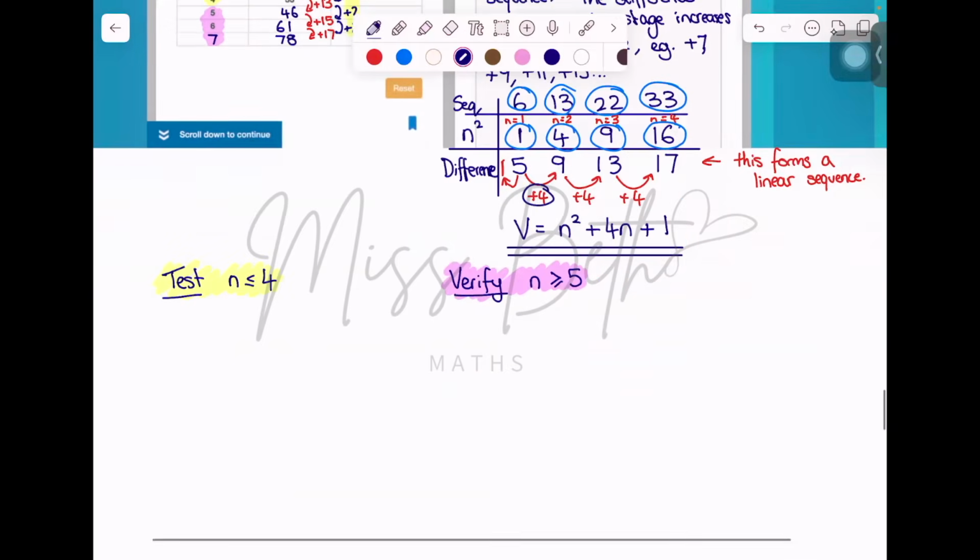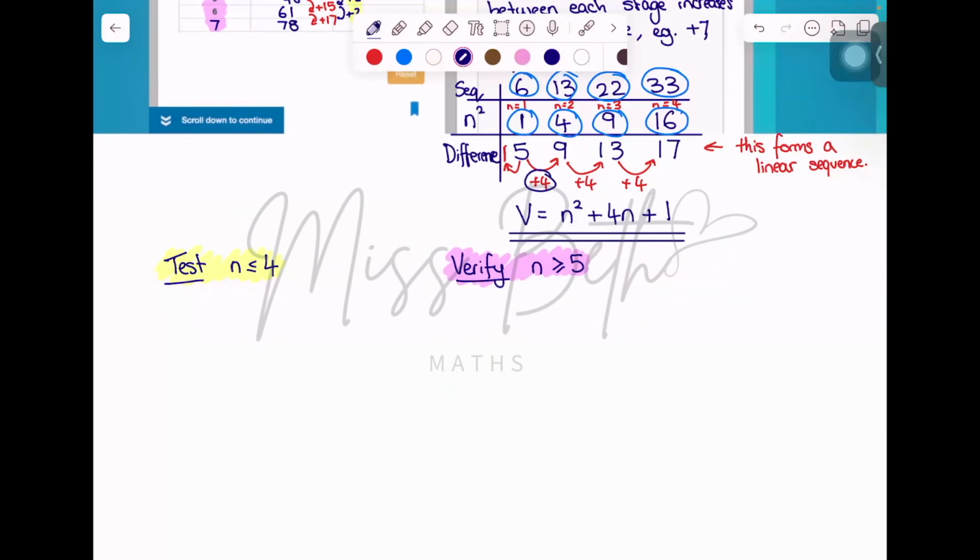Okay, so let's do that. We're going to test. I'm going to use 1, so V1, which would be equal to 1 squared plus 4 lots of 1 plus 1.